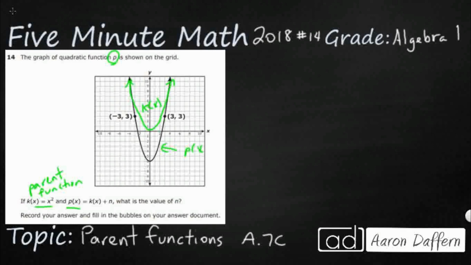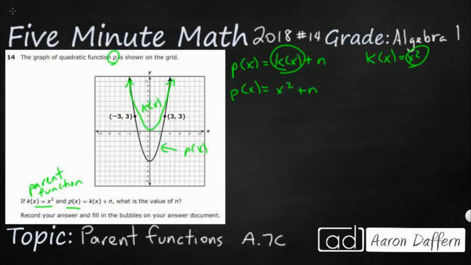And so what did they do to transform it? Well, they did p of x equals k of x plus n. Well, we know that k of x equals x squared, so I'm just going to use a little substitution, substitute that right there so I can see what I'm looking at. p of x equals x squared plus n.